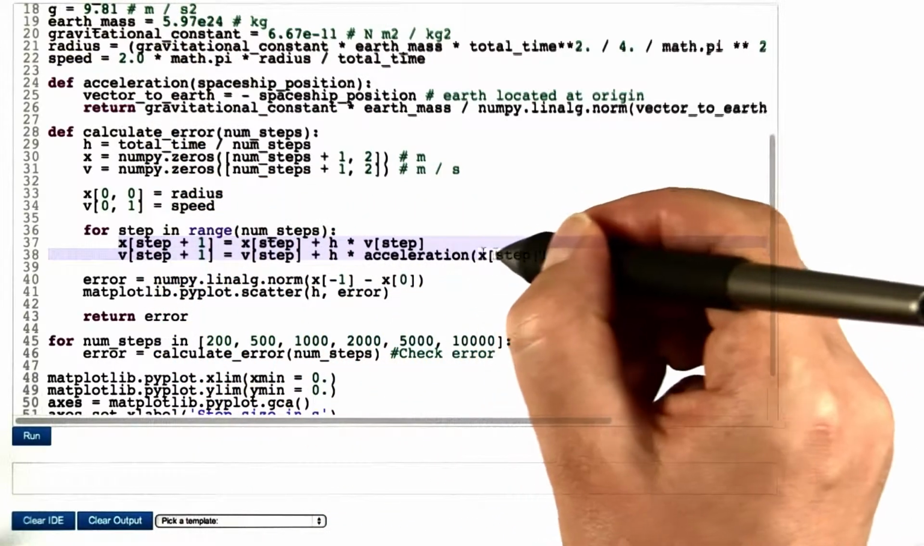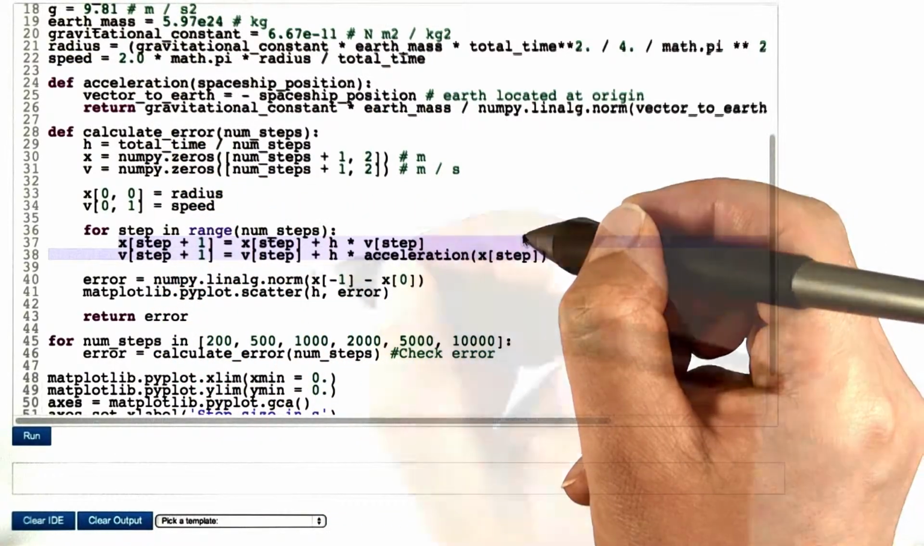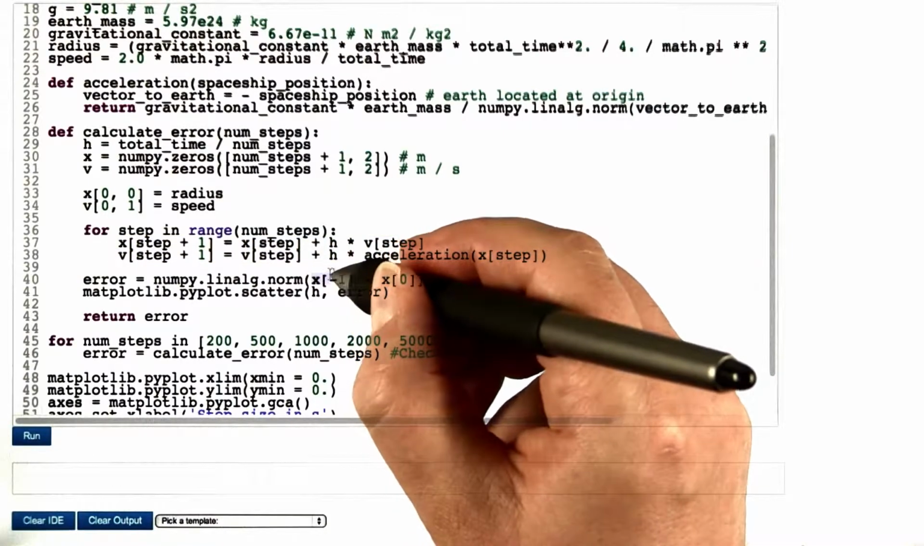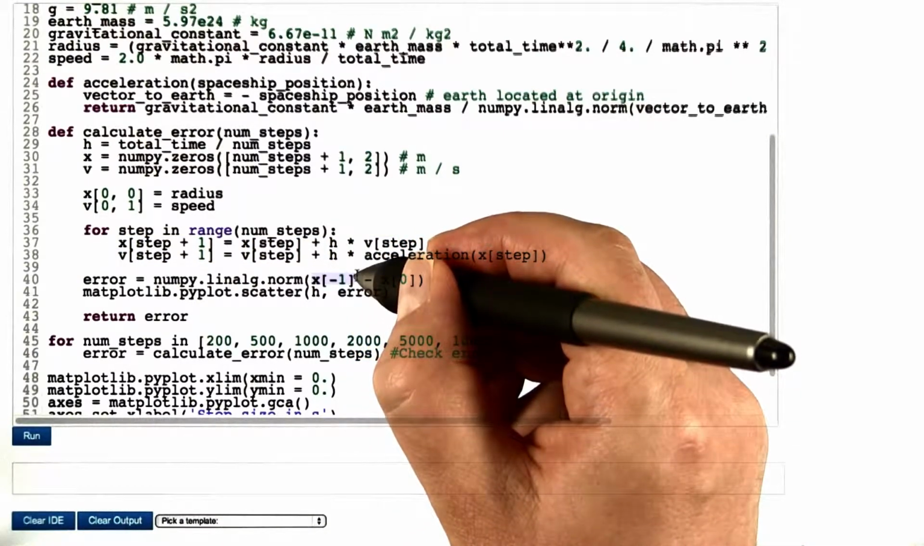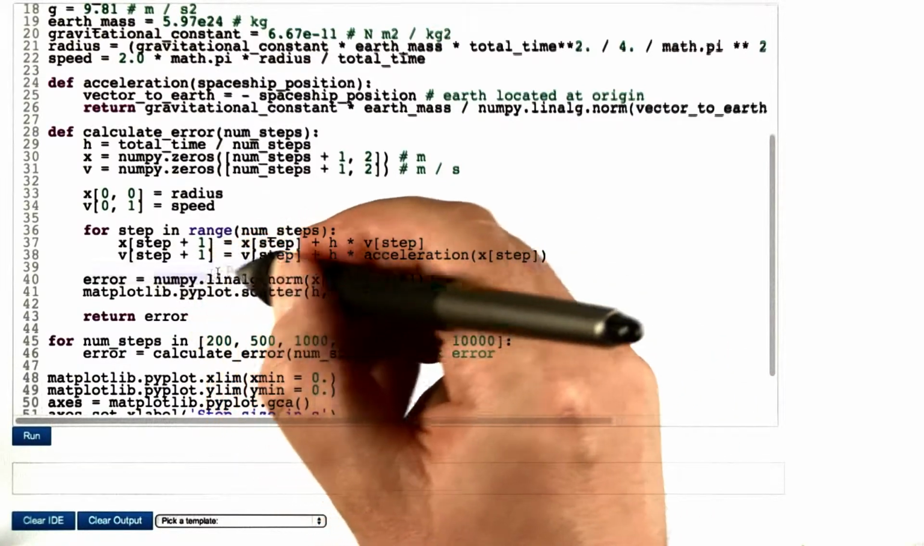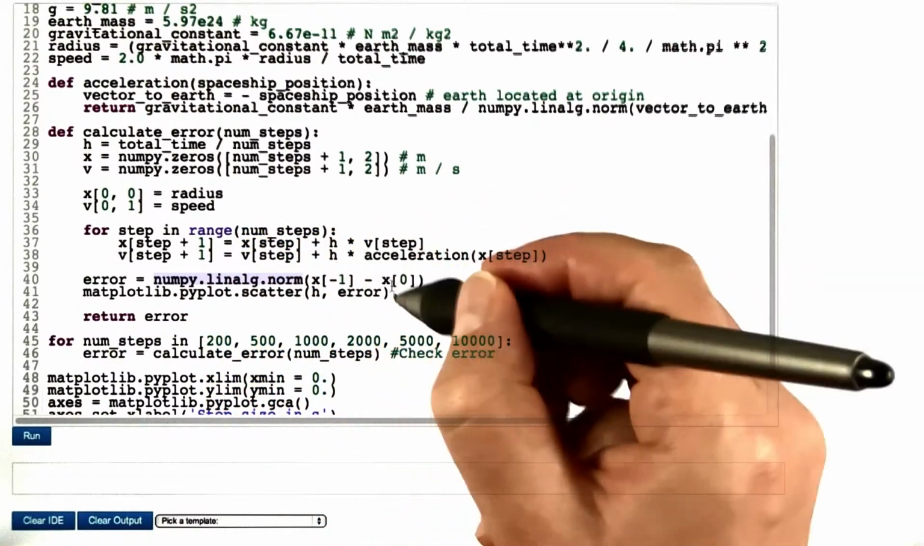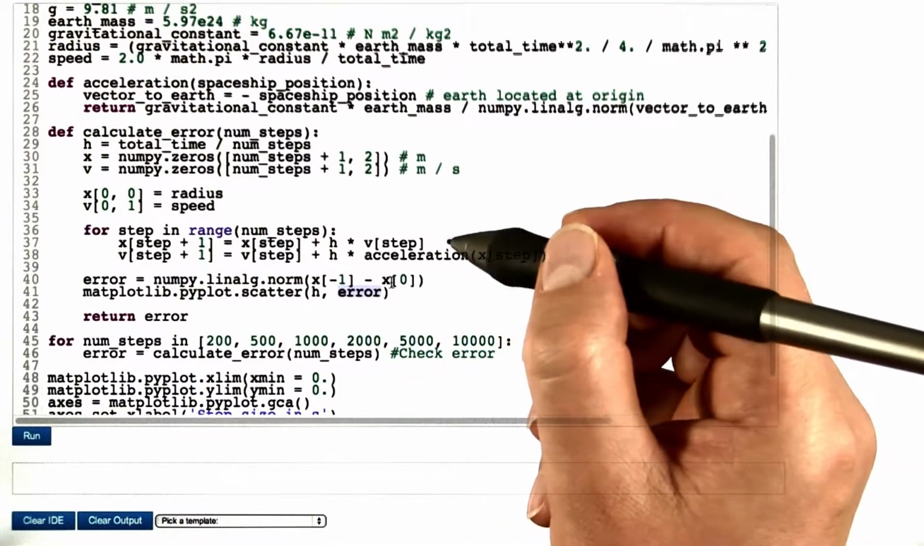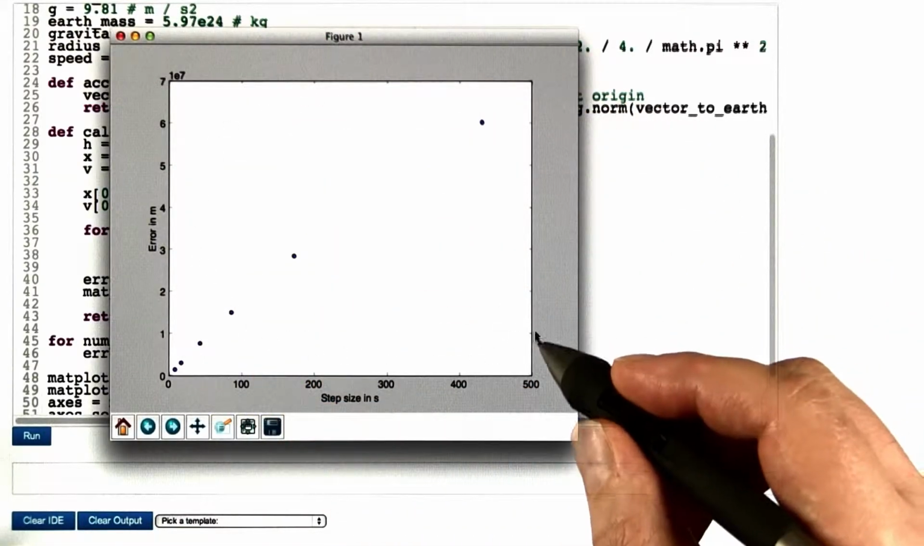This is the forward-Euler method, as we know it, and then we compute the distance between the ultimate position and the initial position using this numpy function, and we return that as the error. So this is the result.